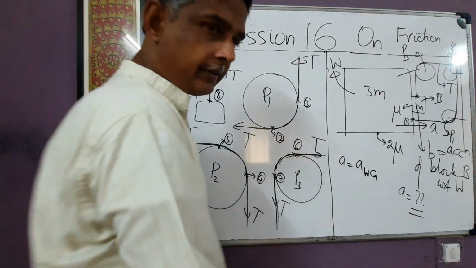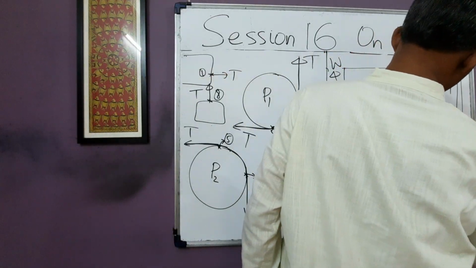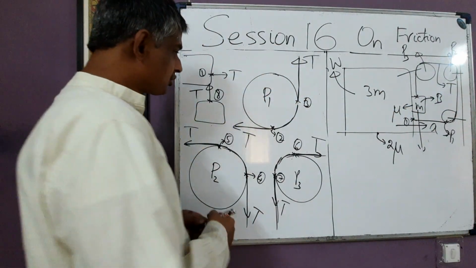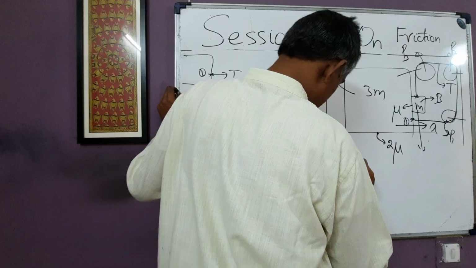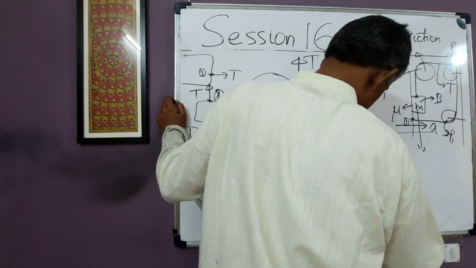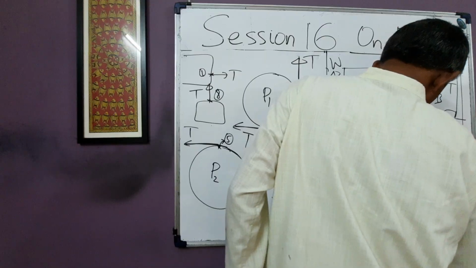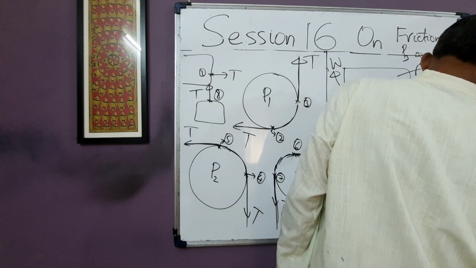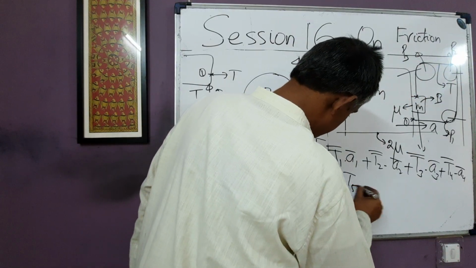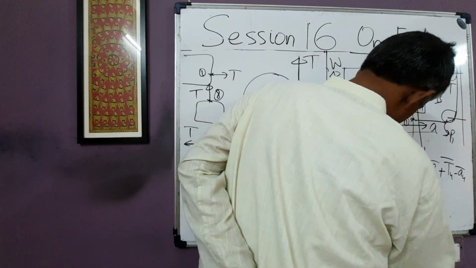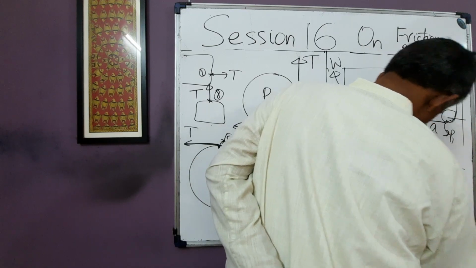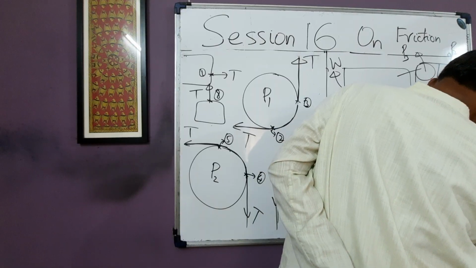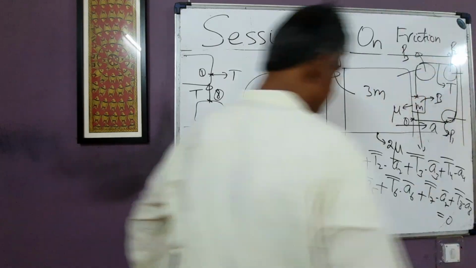Now what I do, I rub this one. Okay, fine. So now the constraint relation will be this: T1 dot A1 plus T2 dot A2 plus T3 dot A3 plus T4 dot A4 plus T5 dot A5 plus T6 dot A6 plus T7 dot A7 plus T8 dot A8 equals 0.